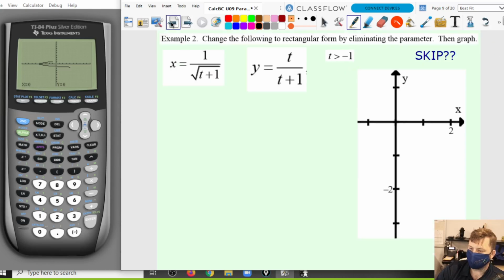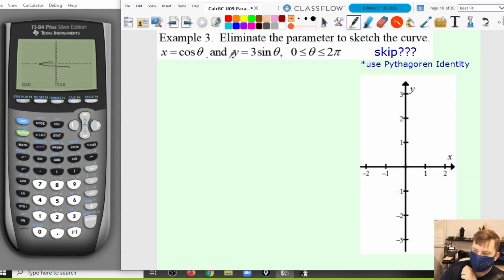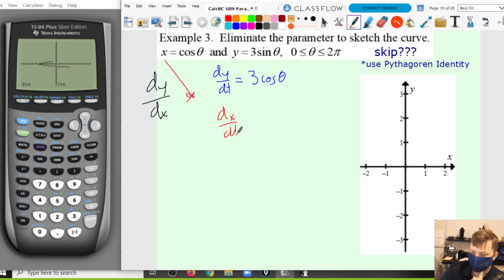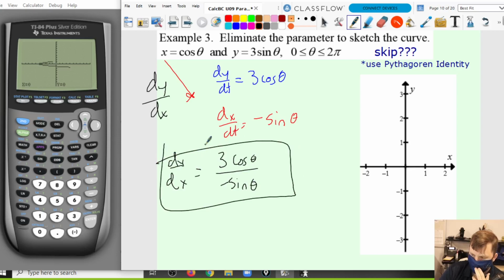So let's say I'm going to go back to an old equation. Let's say I had these two equations, x and y right here, and I said find dy/dx. I would say dy/dt is the derivative of 3 sine of theta, which would be 3 times cosine of theta. And then dx/dt, the derivative of cosine, is negative sine theta. So then my dy/dx would be 3 cosine of theta divided by negative sine of theta. Done. Oh, I said theta, I mean t. Whatever, I'm so used to using theta.